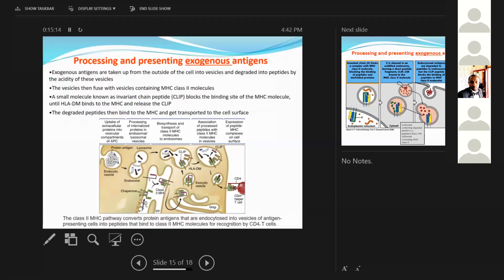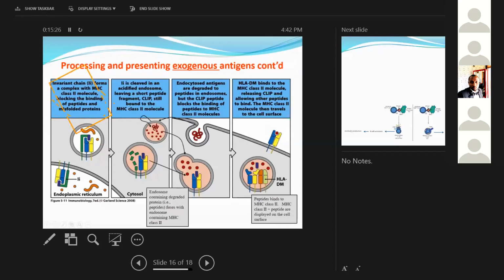So the MHC class 2 with the peptide is a good recognition and a must for the activation of T helper cells. Next slide. Okay, so here you can see some more details, which I'm not going to go into. There are some parts that are blocked in the MHC class 2 in the beginning, but later on it will be free for the peptide to bind and join and then be transferred to the outside of the cell.